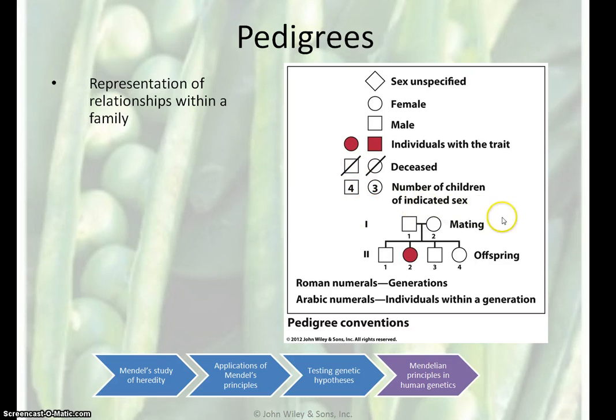And we're looking at different generations. So we use Roman numerals to designate different generations. So the parental generation will be I, and their children will be II. If you have individuals joined by a horizontal line, such as this one, that indicates a mating.